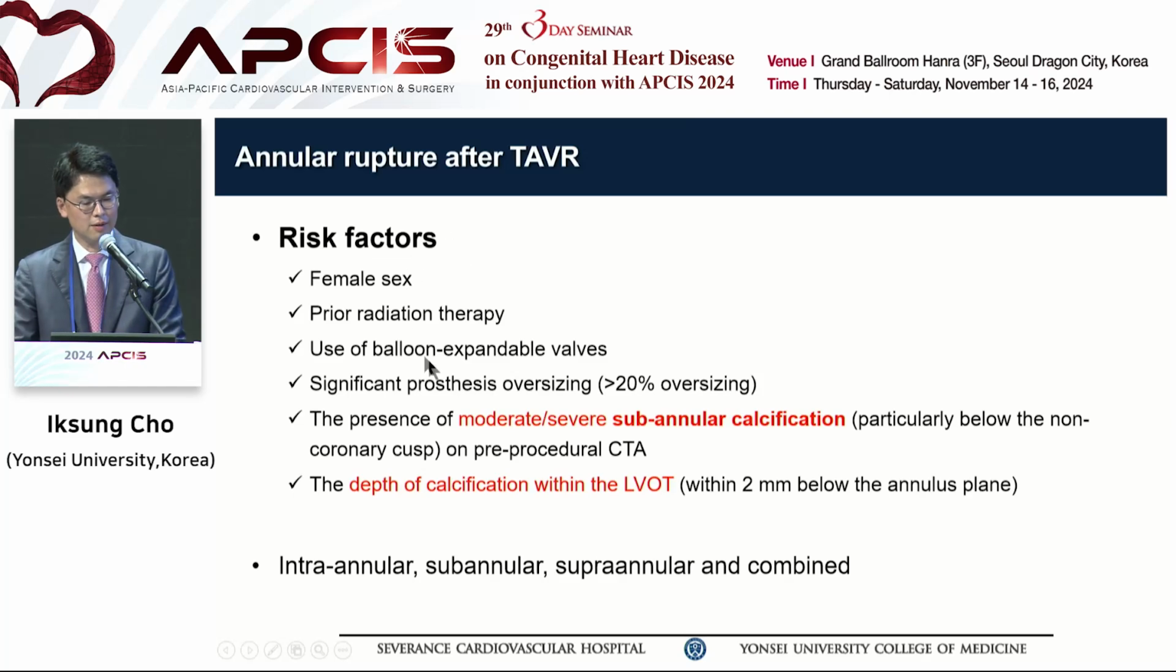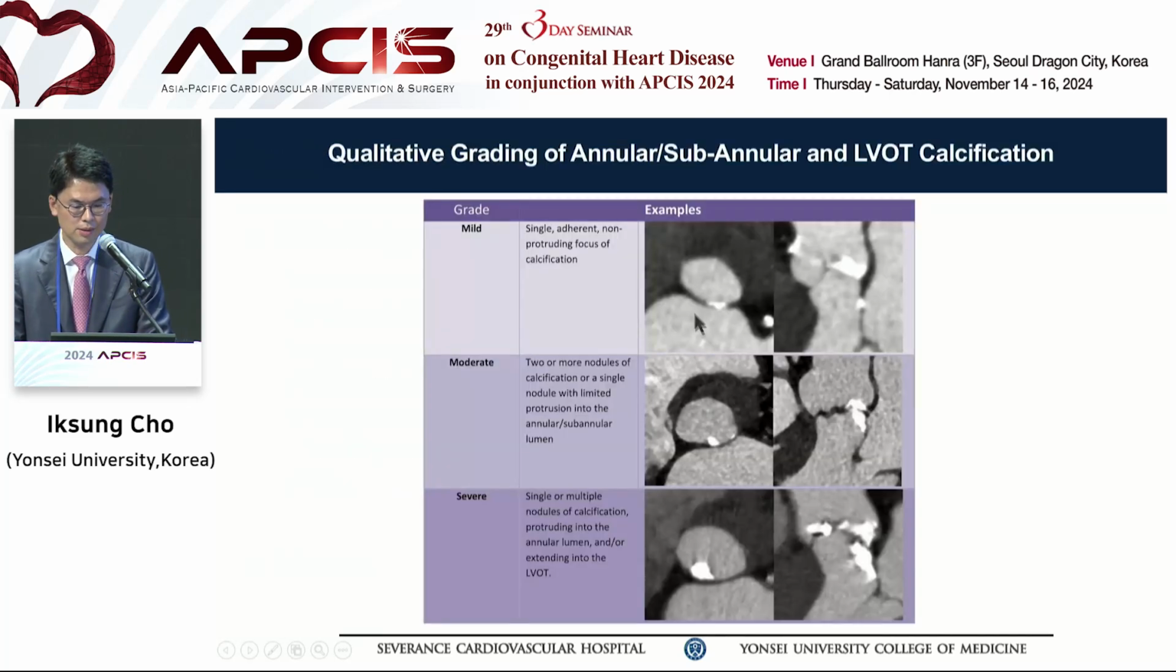There are a lot of reasons why there is an annular rupture, risk factors, and one of them is subannular calcification, and also the depth of the calcification within the LVOT. In one example of grading valve calcification, a severe category means that if the calcification extended into the LVOT, we should consider this severe calcification.